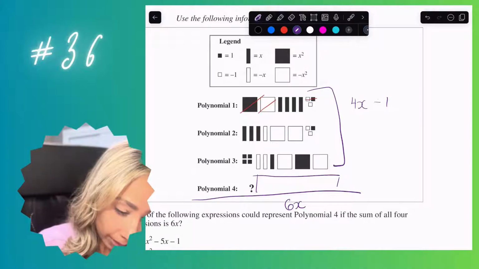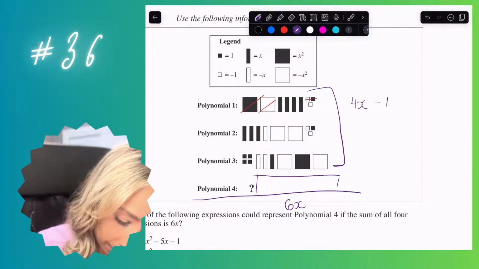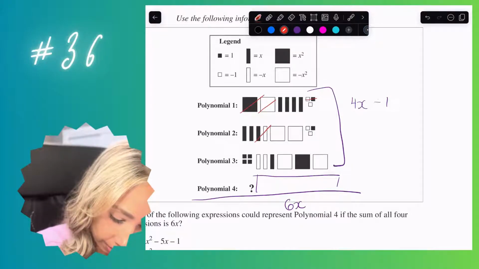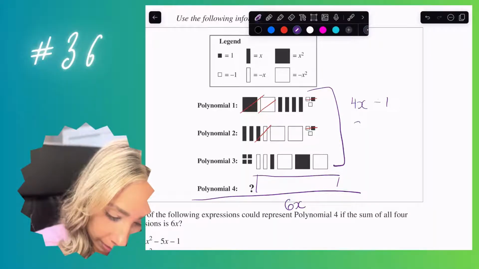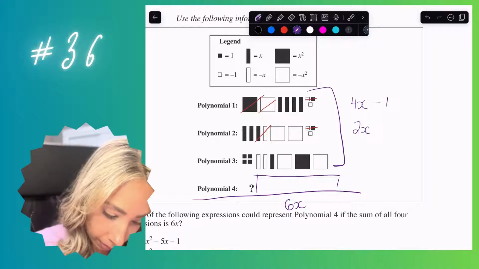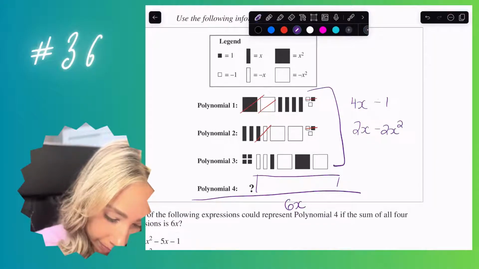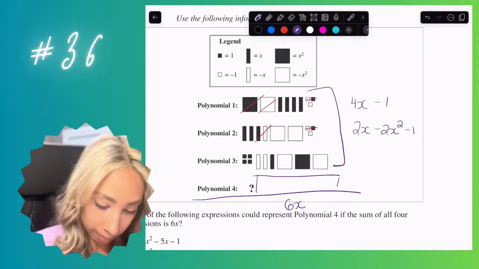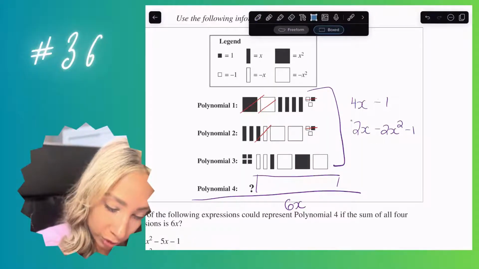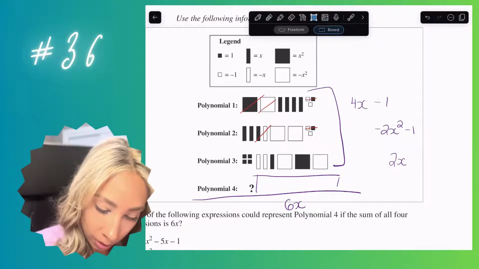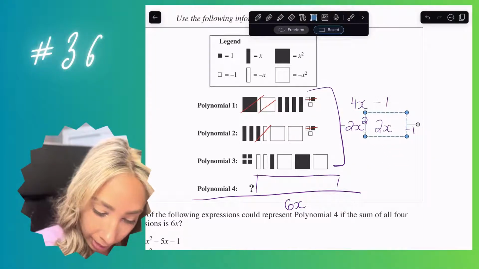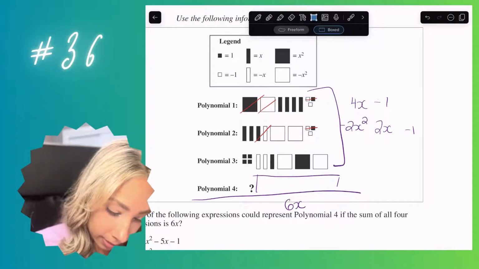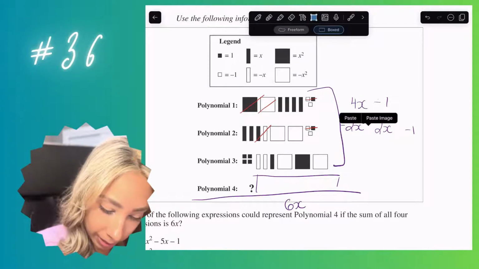Okay, let's do the second one. So again, anytime I see a positive and negative, I'm going to just cancel them out. So that's going to leave me with 2x minus 2x squared minus 1. Perfect. And just because it's convention to do it this way, we're going to put the x squared at the start and our x right there. And our 2x was positive, so we can put a plus sign there.